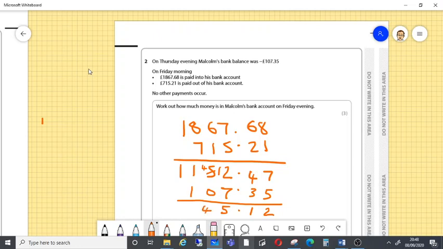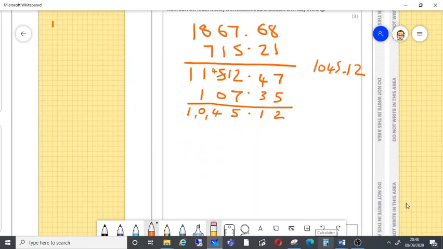1 take away 1 is 0, and 1 on its own leaves us with £1,045. Sorry, I've put that in the wrong place there. £1,045 and 12 pence, and that is my answer, which I will record at the bottom of the sheet there.